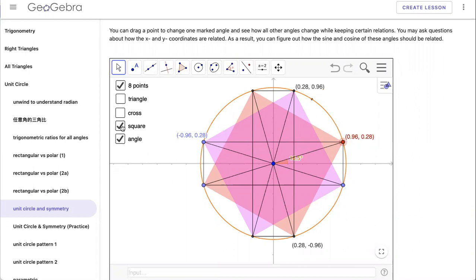Sorry, does it color automatically? How do you color the squares? Oh, I create a square and then change this color. All right.